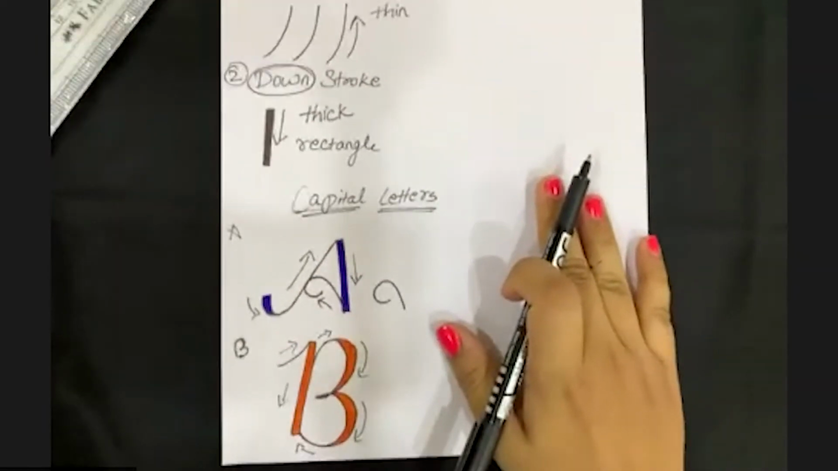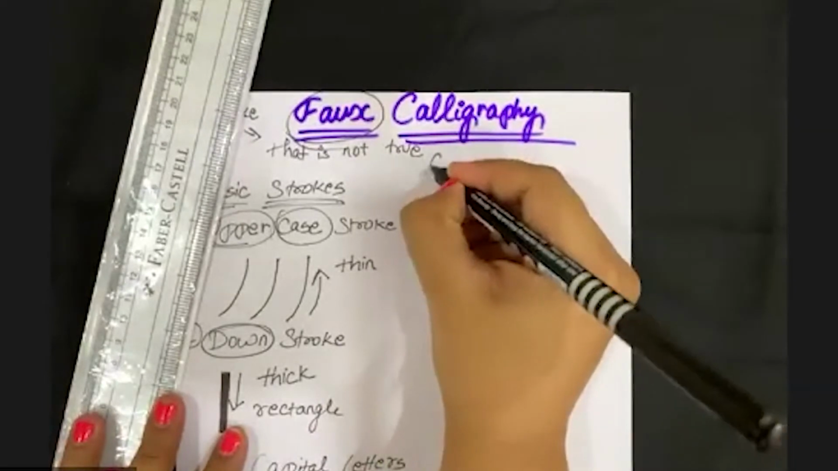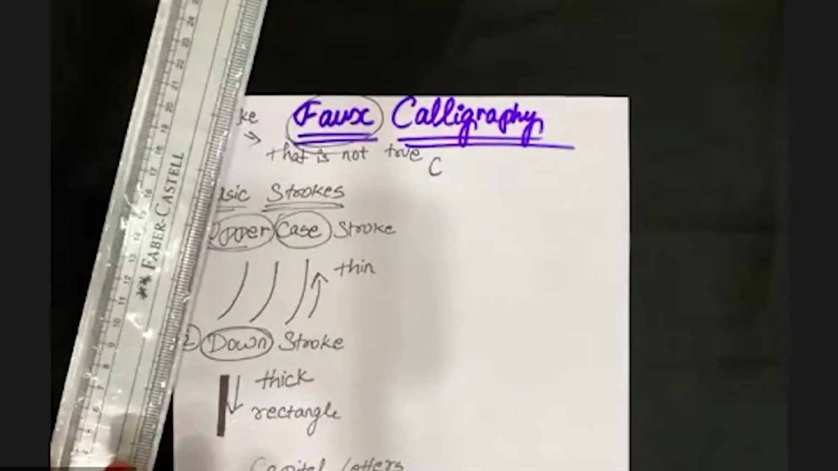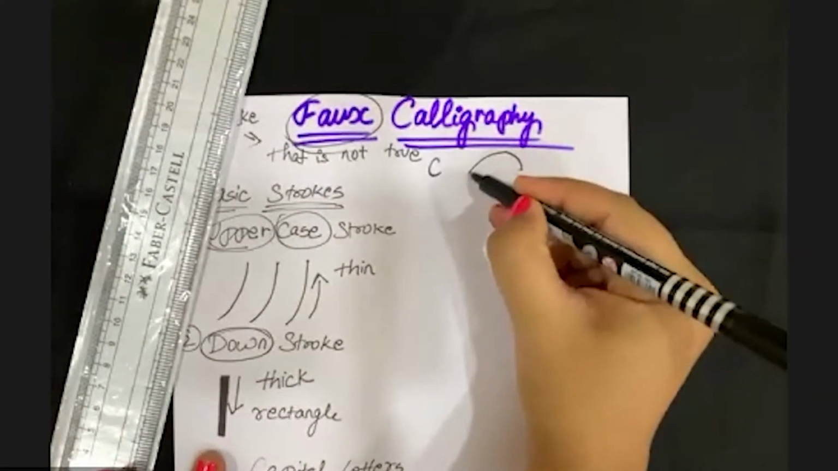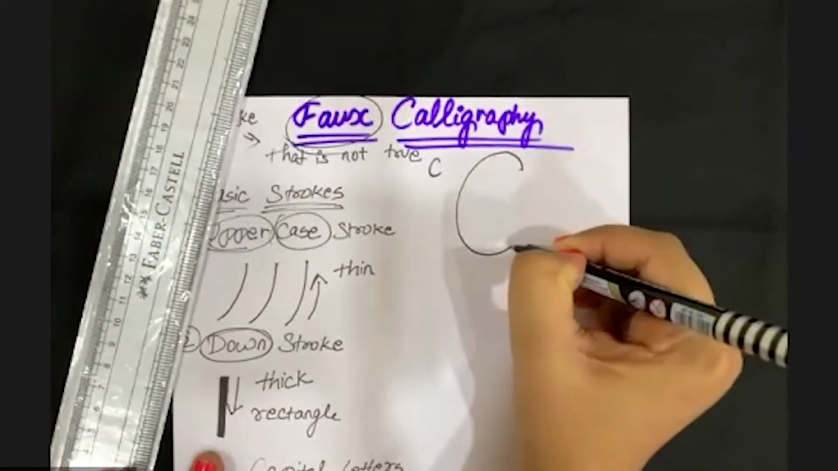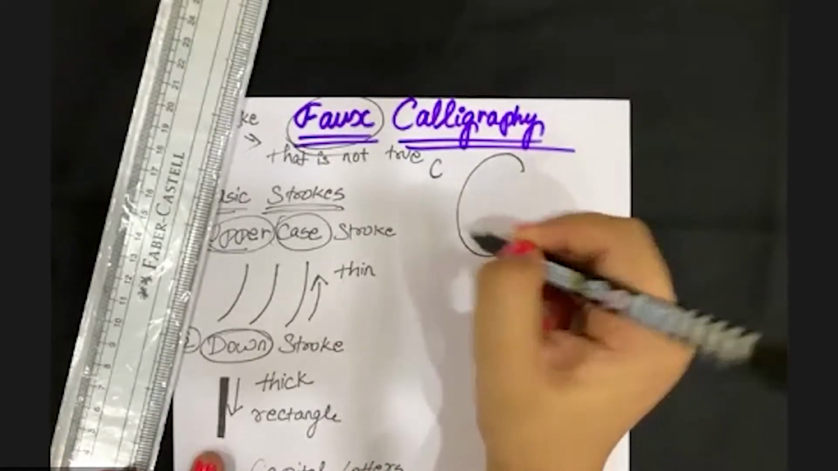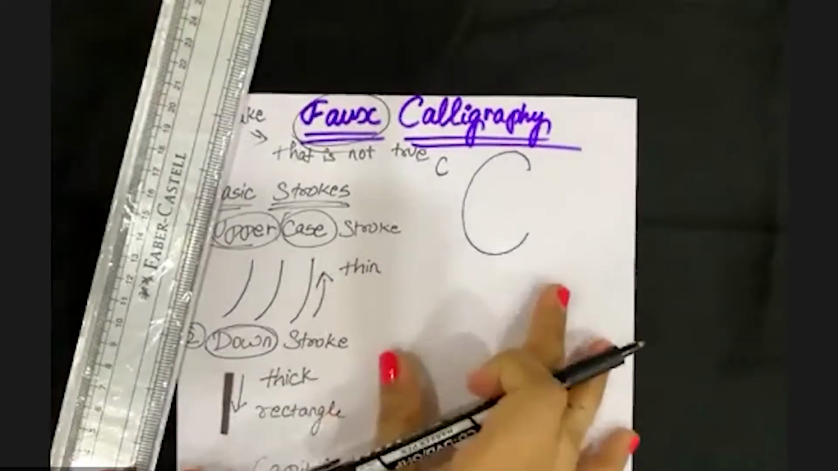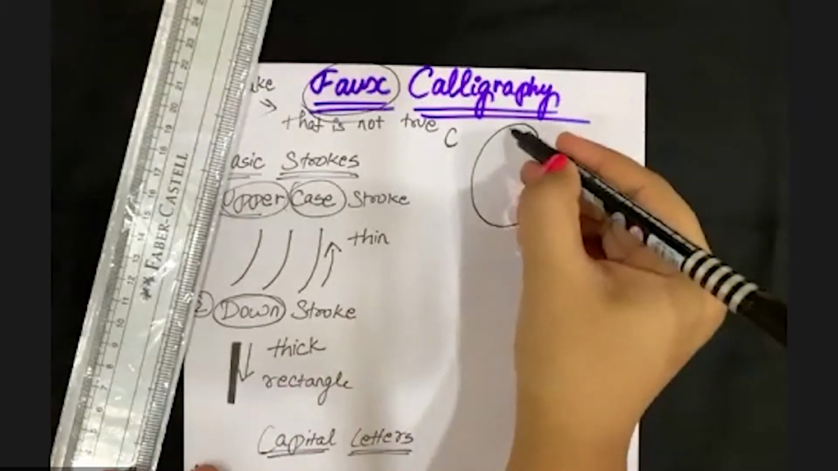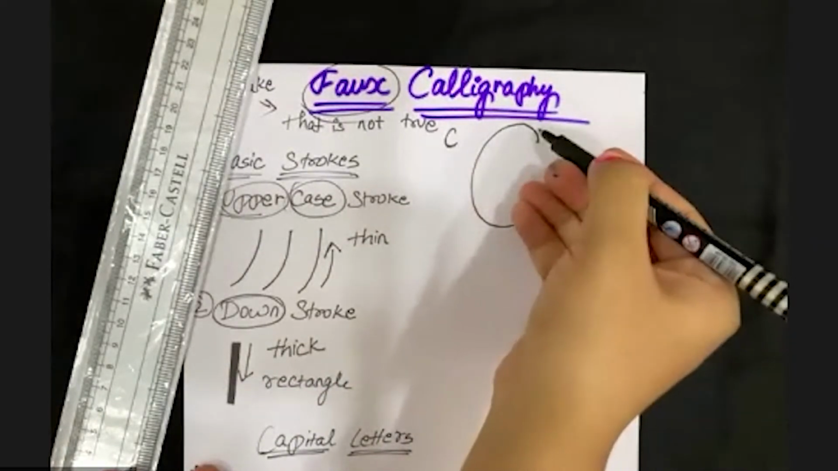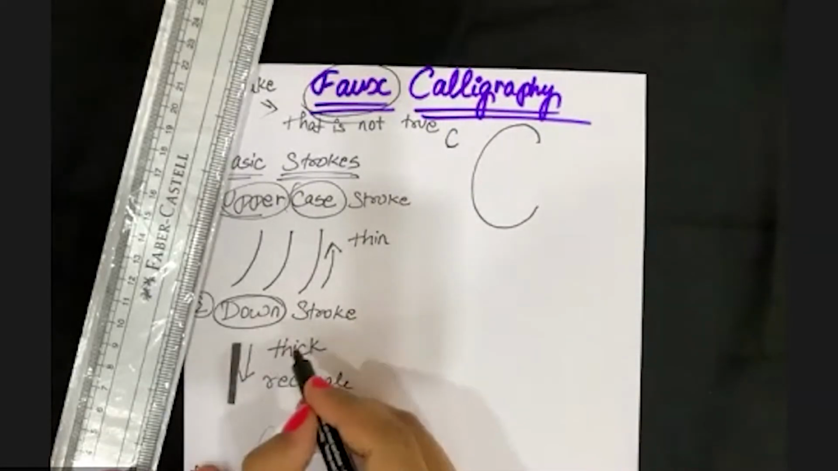Come on, everybody. Now we are going on with the letter C. As you all know, the letter C is way too simple. You just need to start with the upper stroke and then go on with the thick downstroke, again upper stroke. You know why I am telling you to make a downstroke? Because when your pen is going downwards, that is going to be a downstroke.